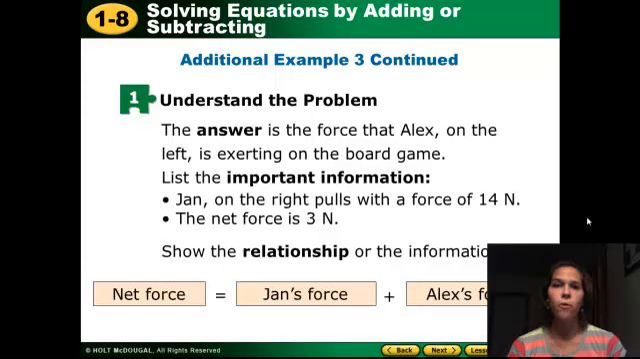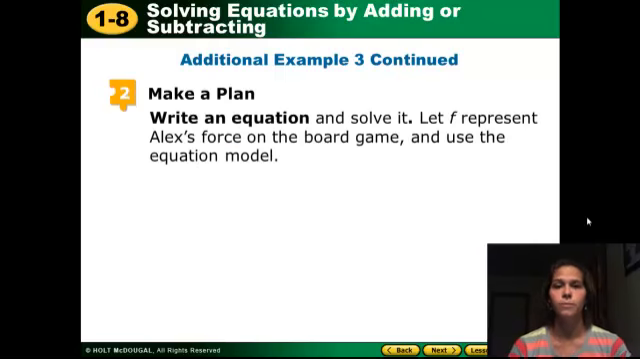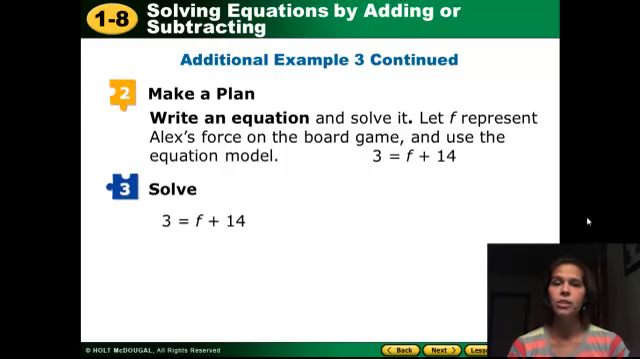So my net force is whatever's left over between Jan and Alex. So I'm going to add Jan and Alex and get my net force. So I'm going to write an equation. My net force is going to be on its own on one side of the equation. And then, so that's the 3 newtons. And then I've got Alex's force and Jan's force. So I have 3 equals F plus 14. And I'm going to find out what Alex's force is on the board game.